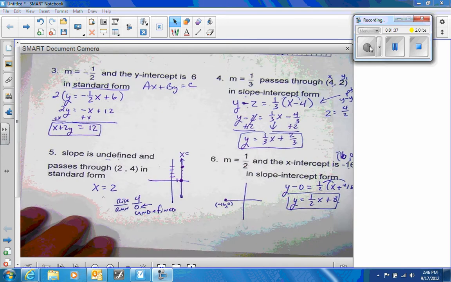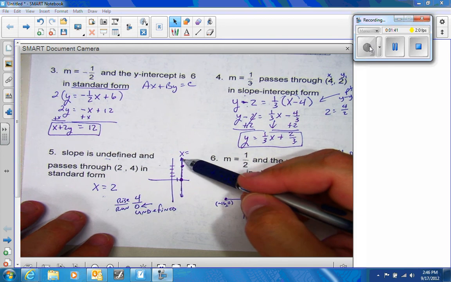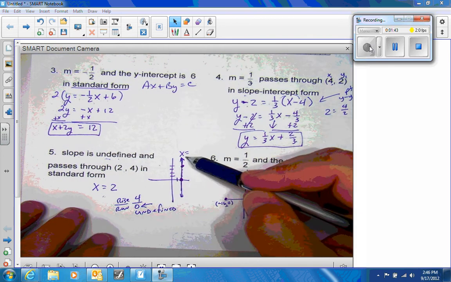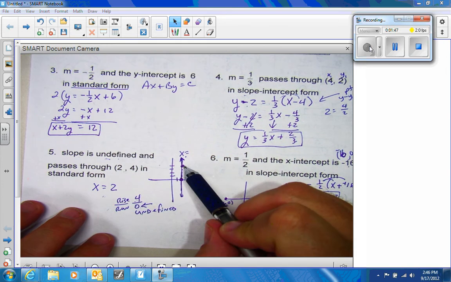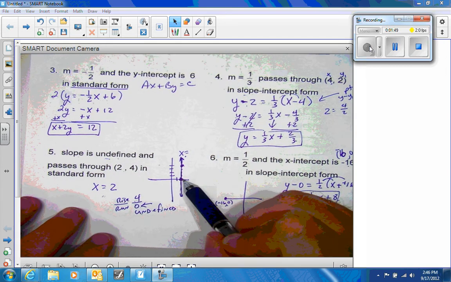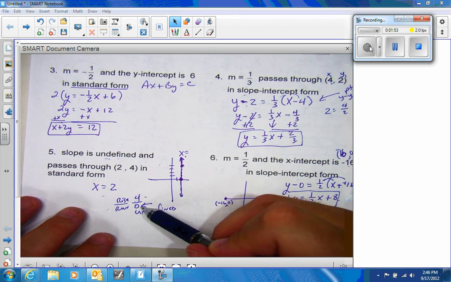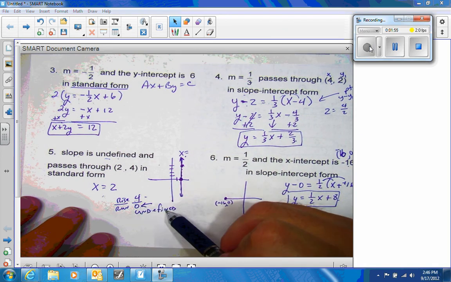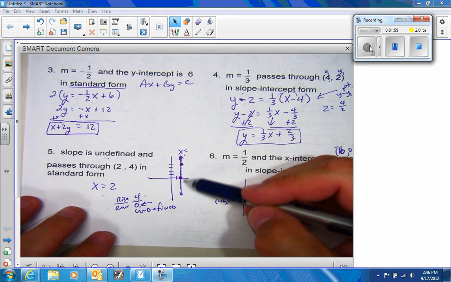On number 5, slope is undefined. Remember, if it's undefined, it's going to be up and down. It's going to be an x equals. So that means it would be from this point to this point. I just chose this point just randomly. So between this point and this point, the rise is 4, but the run is 0. Therefore, it's undefined because you cannot divide by 0. That's how I knew that this was an up and down equation.